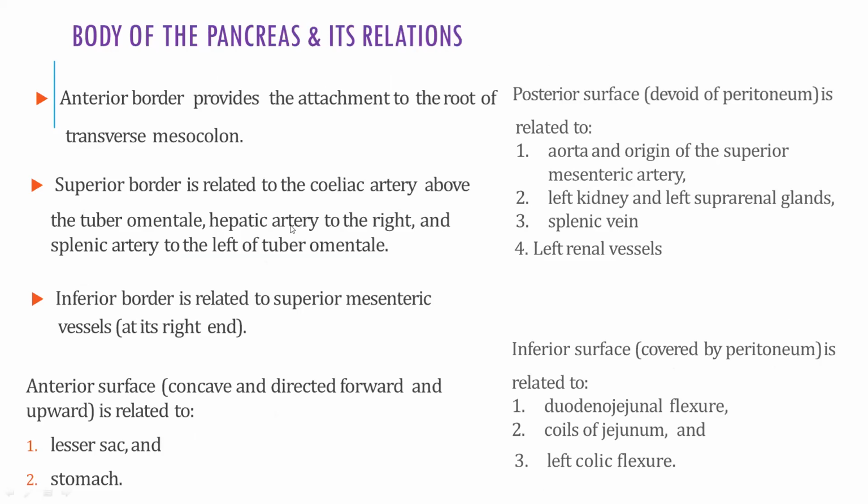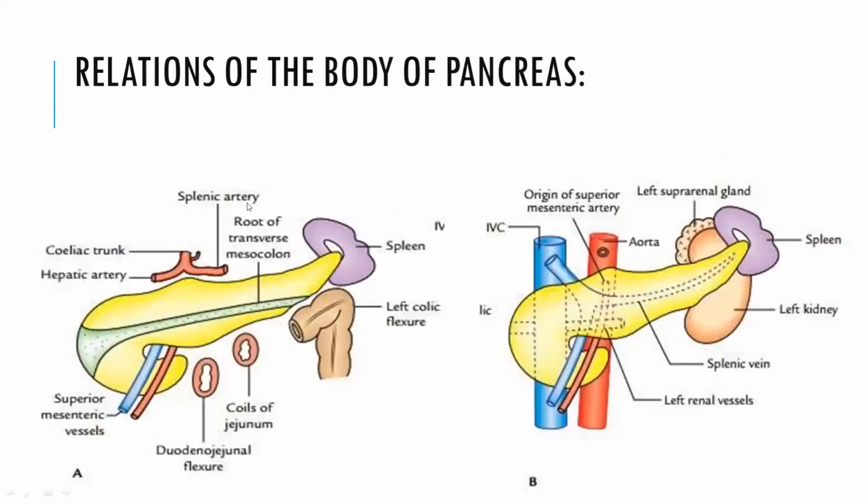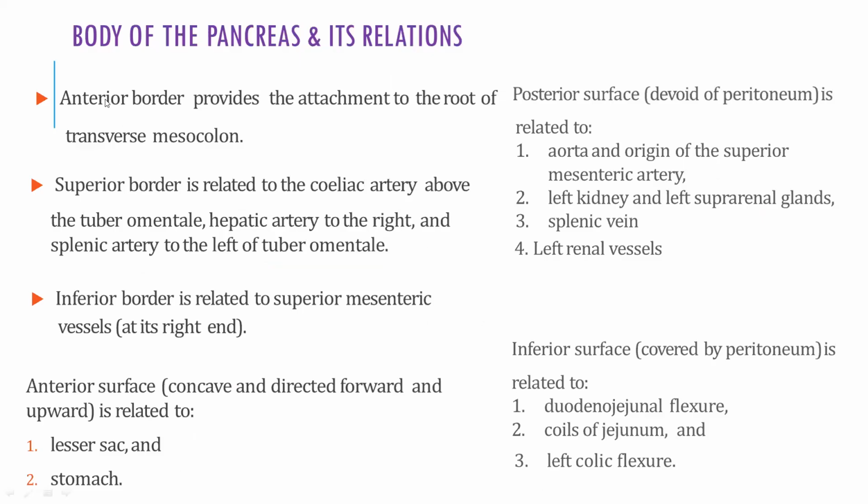So that is regarding the three borders: anterior border, superior border, and inferior border. Here you can see the celiac trunk, hepatic artery, as well as splenic artery concerned with the borders of the body of the pancreas. And then the anterior surface, which is concave, directed forwards and upwards, is related to the lesser sac as well as the stomach. The anterior surface is related to the lesser sac of the stomach.